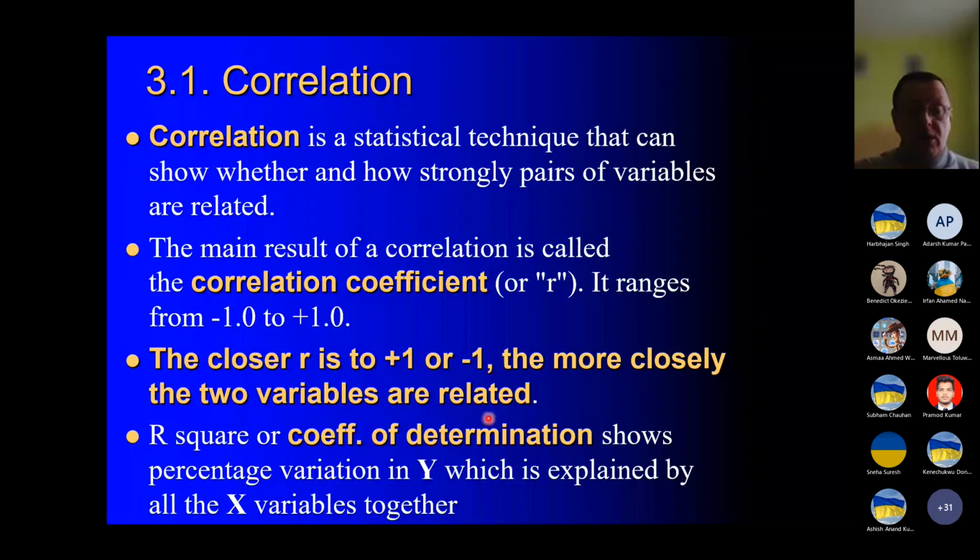Also, as an additional measure, we use R squared, the coefficient of determination, which shows the percentage of variation in the y variable which is explained by all x variables together.